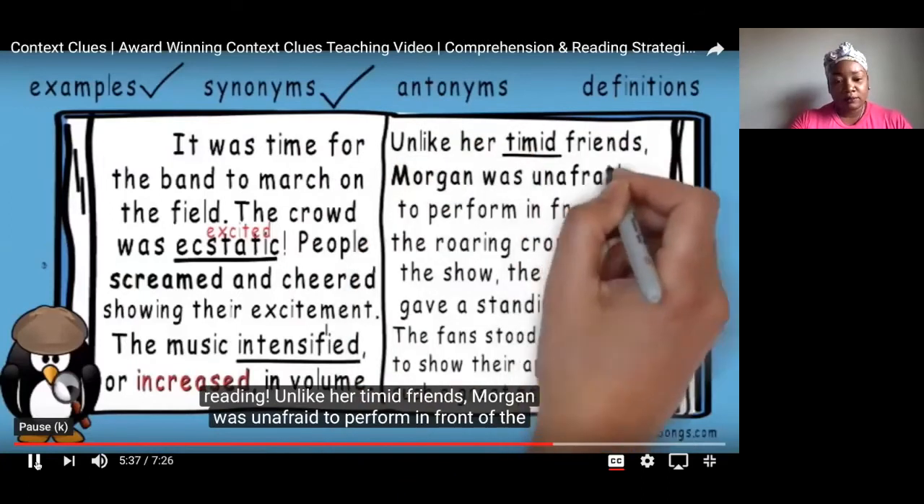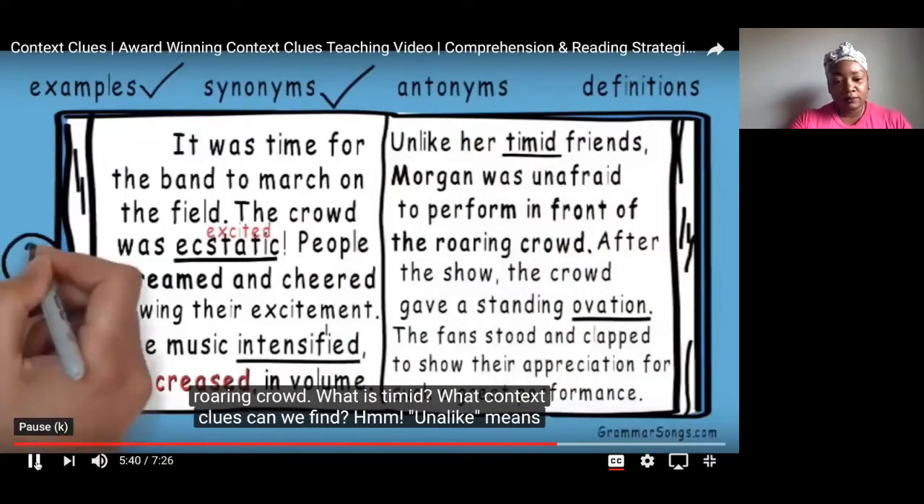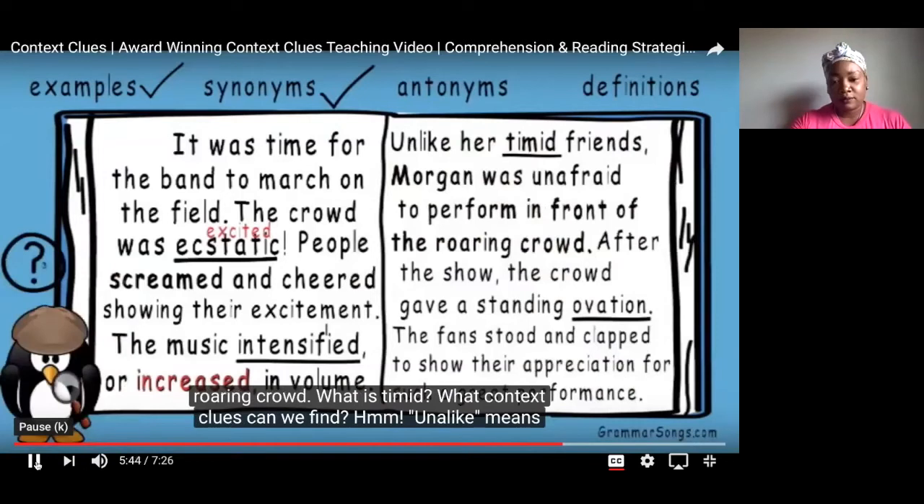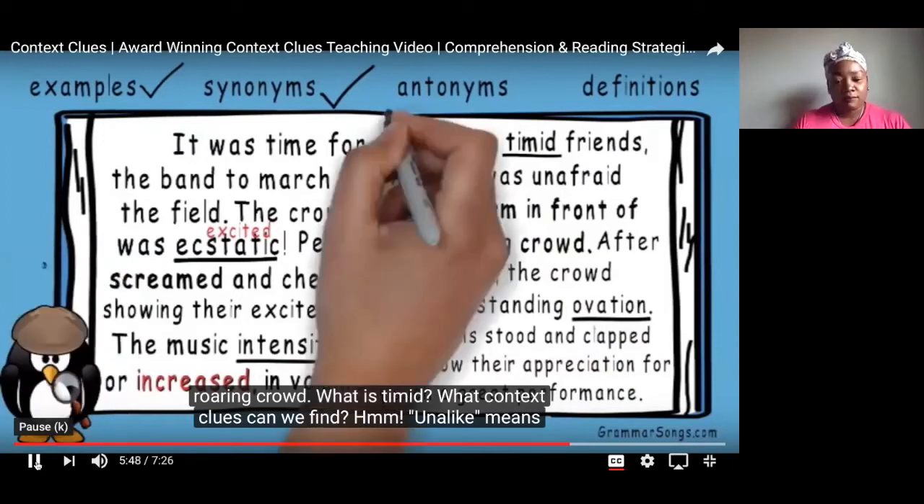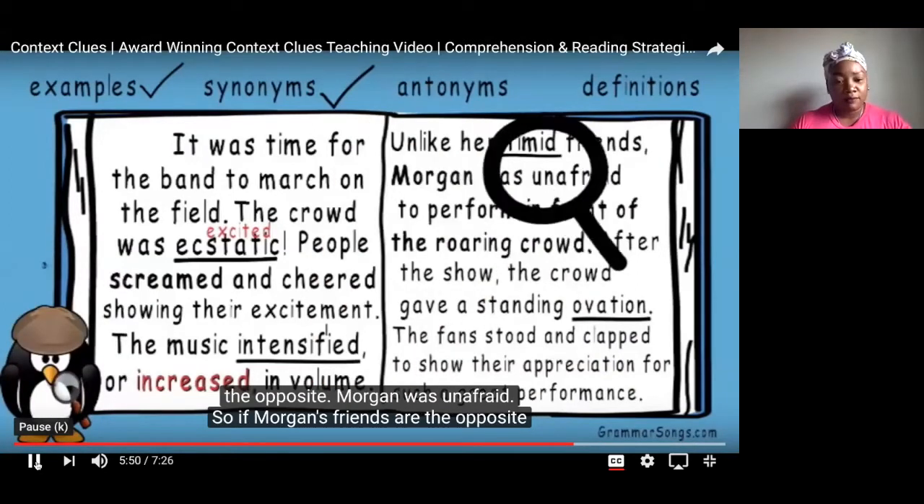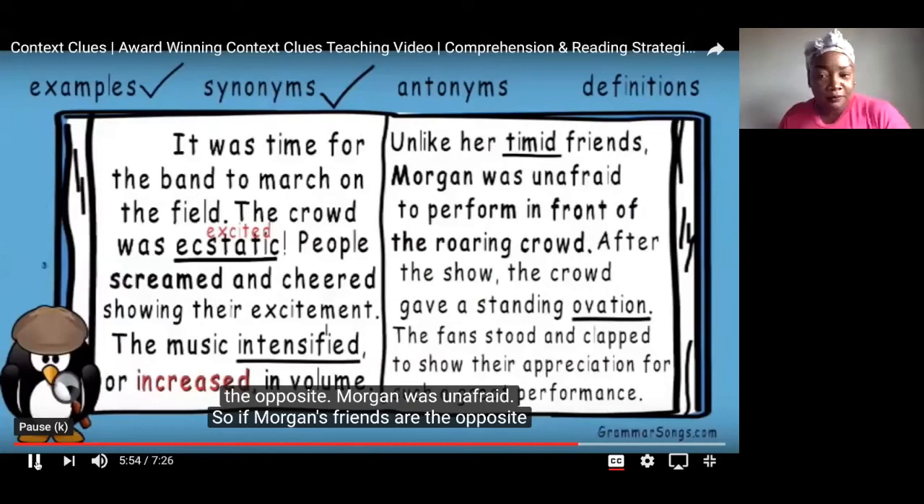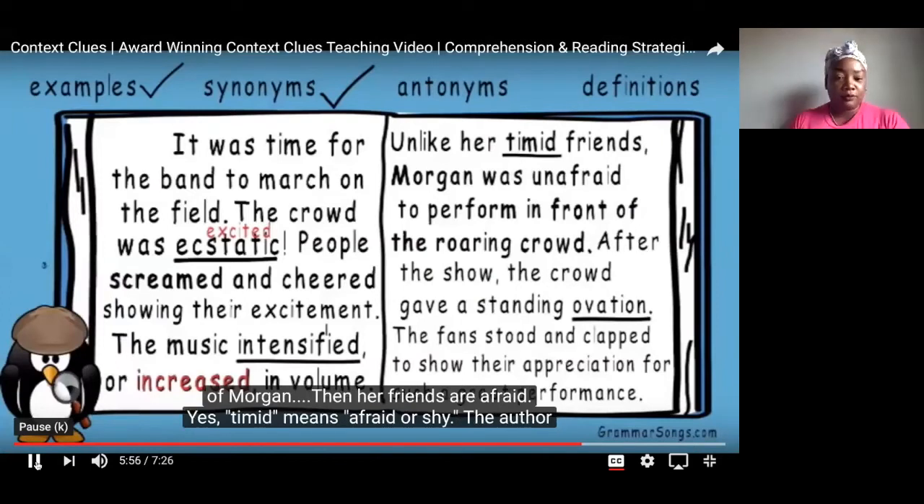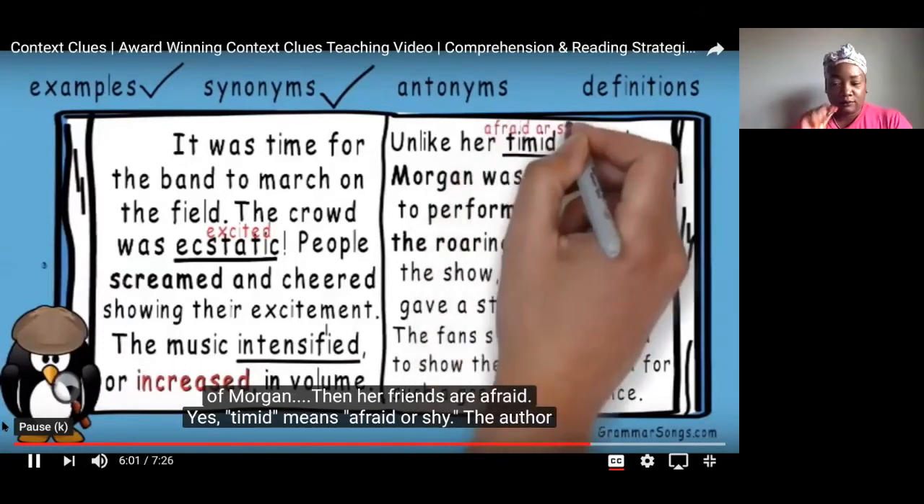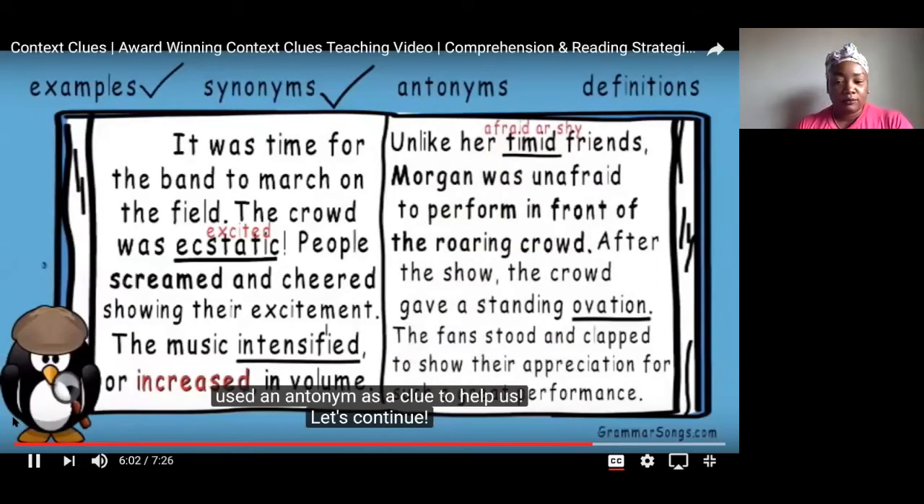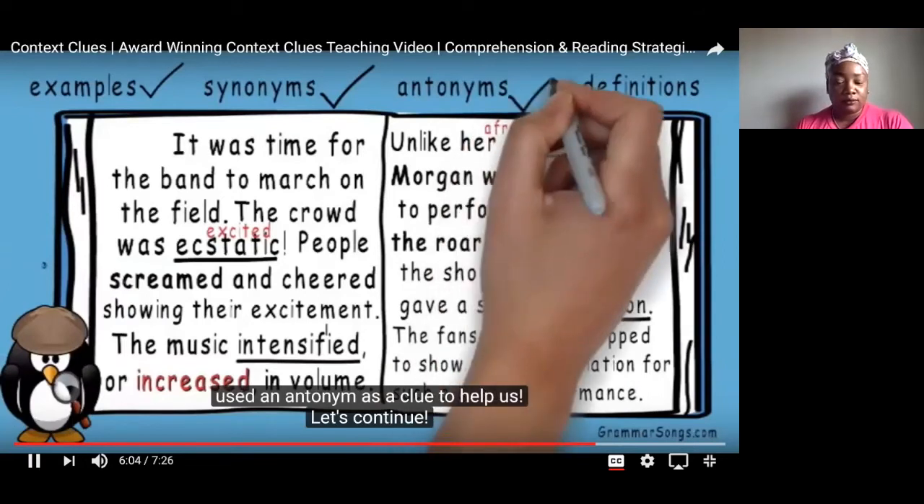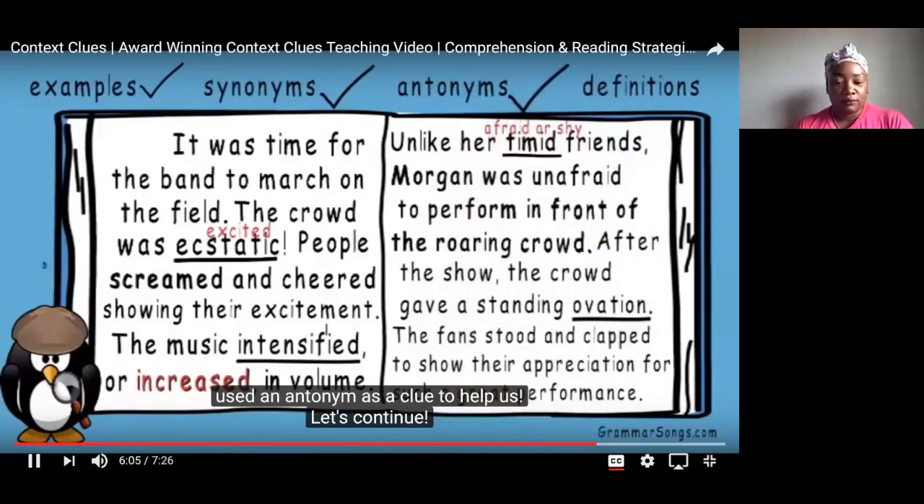Unlike her timid friends, Morgan was unafraid to perform in front of the roaring crowd. What is timid? What context clues can we find? Unlike means opposite. Morgan was unafraid. So, if Morgan's friends are the opposite of Morgan, then her friends are afraid. Yes, timid means afraid or shy. The author used an antonym as a clue to help us. Let's continue.